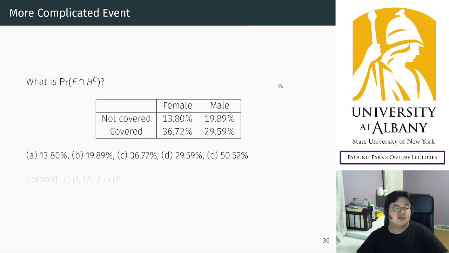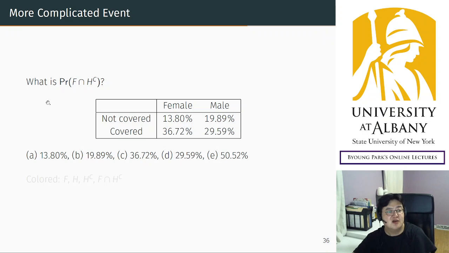Now let's think about a more complicated event. We learned three operations, and using those three operations, you can make almost any kind of complicated event. If you understand the fundamental rule, the principle, then calculating the probability is not that difficult. Try this. Pause the video and see how you can calculate this probability. If you have not finished your work, pause the video now.